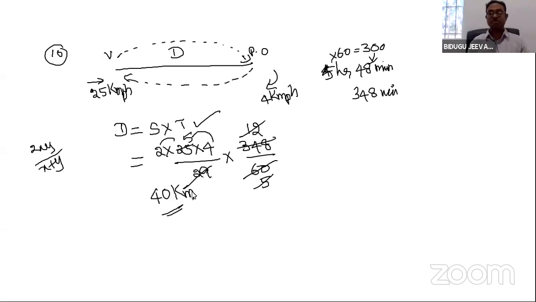First choice, 40 kilometers per hour. Any doubt in this one? Here we used the basic concept, average speed. Fine. Let me go for question number 11.